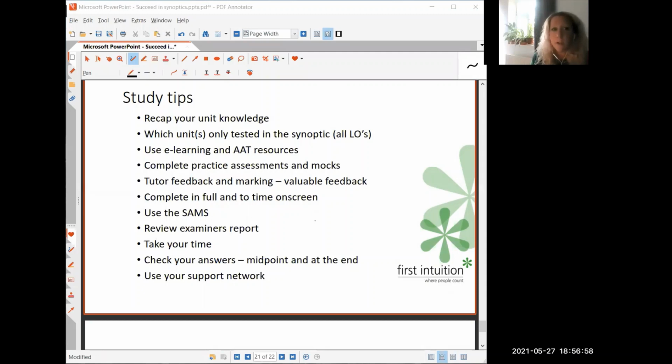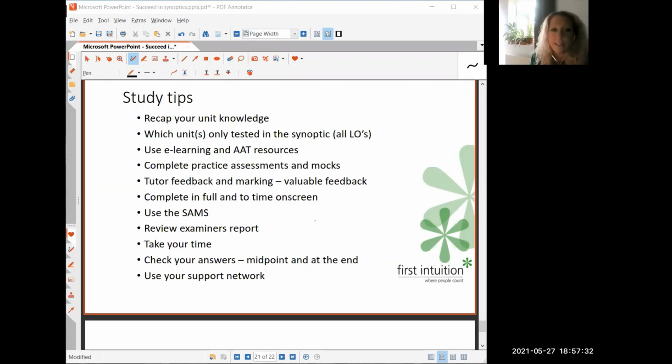You don't want to feel alarmed when you get into that exam, and you don't want to feel that a question looks very different to what you've seen before. Practice as much as you can. If you are studying with a training provider, so if you are with us at First Intuition, your tutors are there to support you. They will mark assessments and they will give you feedback. That feedback is absolutely vital. It can really help you to understand where your weaknesses are and where you need to focus your attention. So wherever you're studying, utilise that tutor resource that you've got.